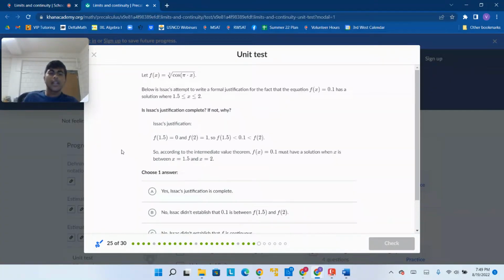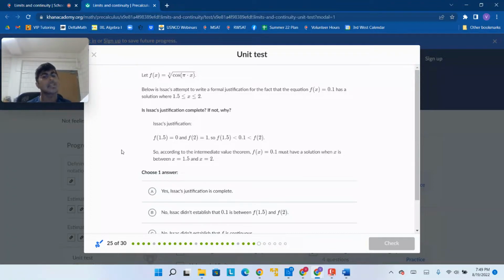All right, so we're going to let f of x equal the cube root of cosine of pi times x. Below is Isaac's attempt to write a formal justification for the fact that the equation f of x equals 0.1 has a solution where 1.5 is less than or equal to x less than or equal to 2. Isaac's justification: f of 1.5 equals 0, f of 2 is 1, so there has to be something at 0.1 in between.